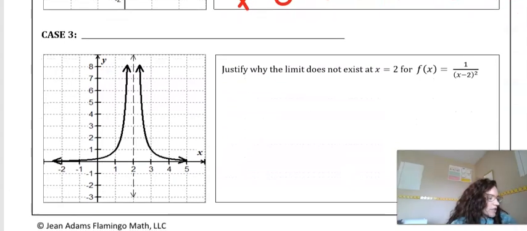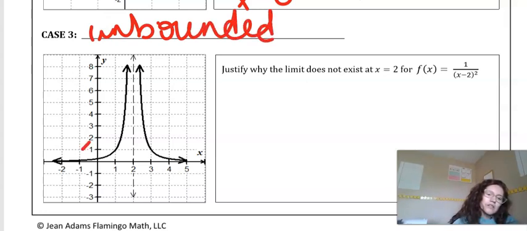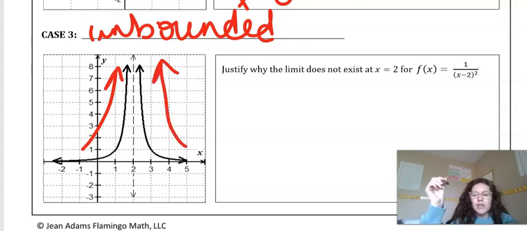Now, right here. The third one is when we are approaching. We're going to say unbounded. Now, here's where it gets tricky. As I approach from the left and the right there, they're both approaching infinity.